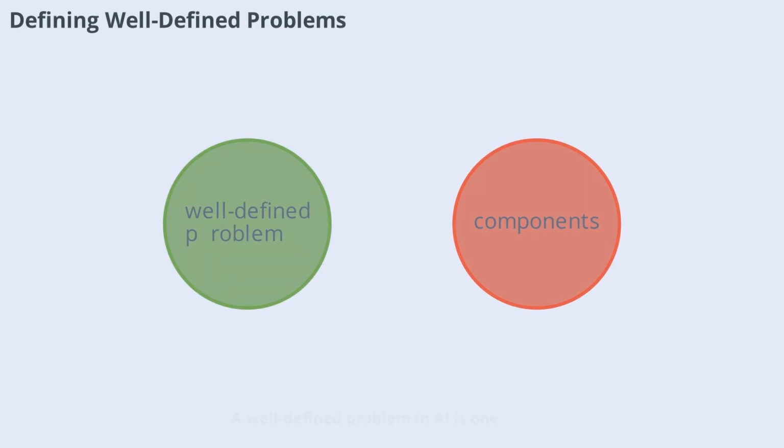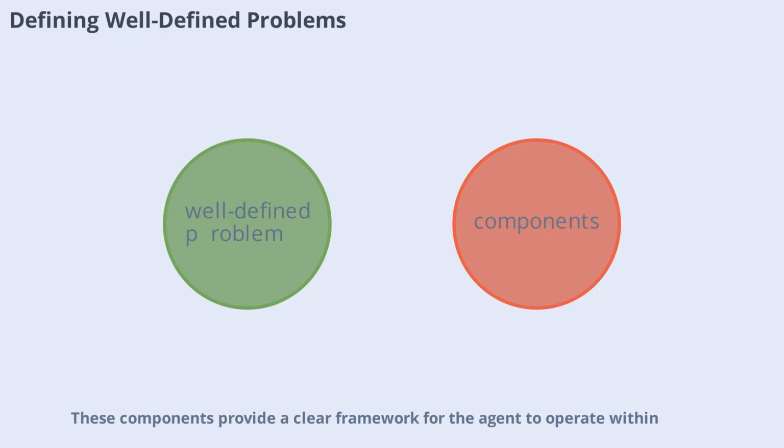A well-defined problem in AI is one that can be described using 5 key components. These components provide a clear framework for the agent to operate within, ensuring the problem is structured and solvable. Let's explore each of these components in detail.